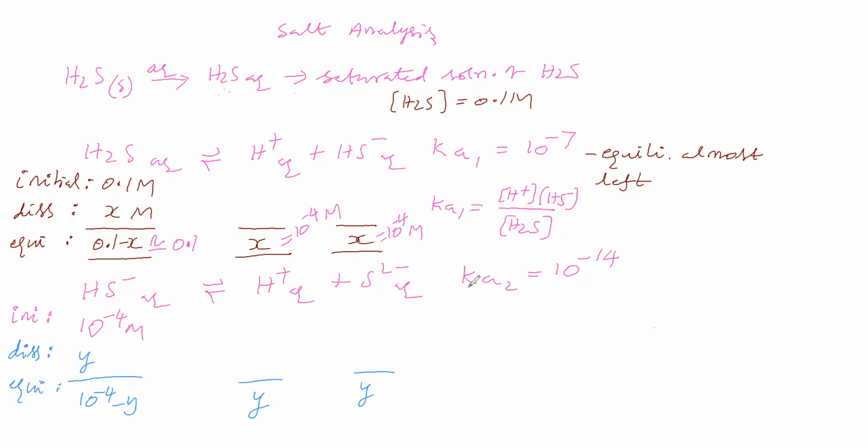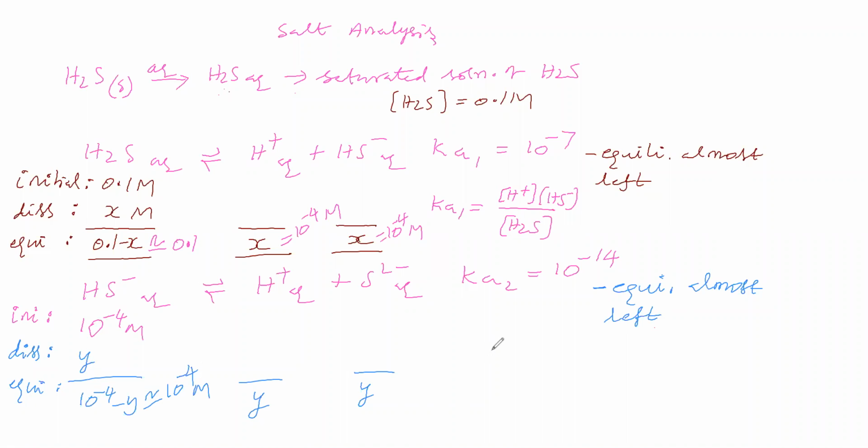Okay. Now Ka2 is 10 power minus 14. This says that the equilibrium lies almost towards left. Therefore, since the equilibrium is lying almost left, Y is negligible compared to 10 power minus 4. So it is nearly equal to 10 to the power of minus 4 molar.